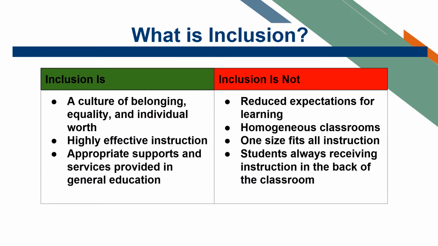When we think about what an inclusive classroom looks like, there are some things that inclusion is and some things that inclusion is not. A truly inclusive school or classroom is one that embraces diversity and creates a culture where all students feel a sense of belonging, equality, and individual worth. In an inclusive school or classroom, everyone believes that all students can learn. Teachers in these inclusive schools work together to plan effective, quality instruction for all students in general education rather than in segregated or separate classrooms and places.